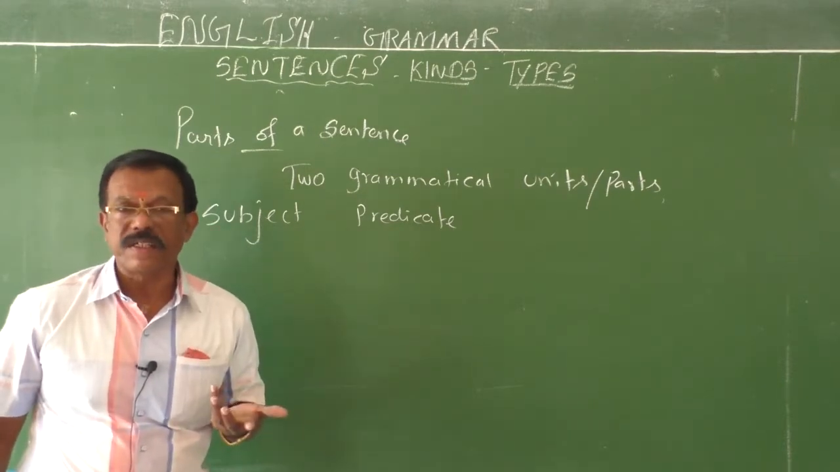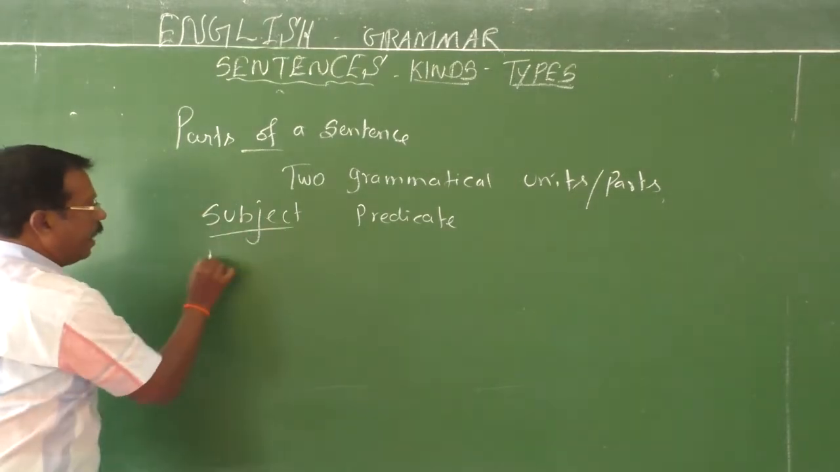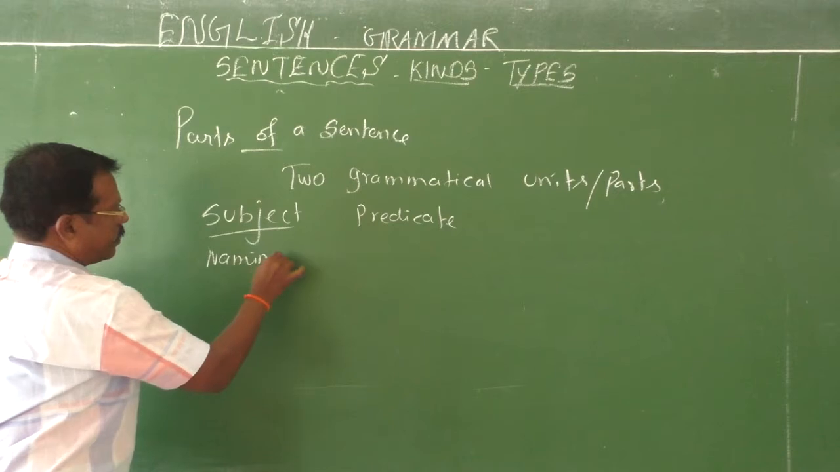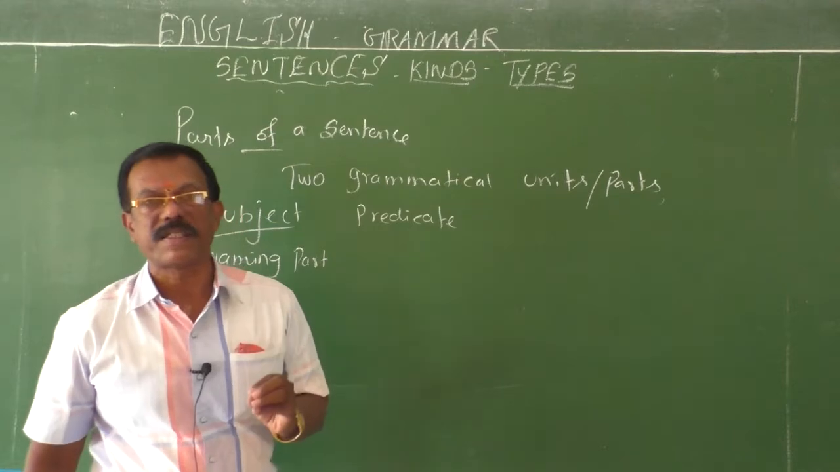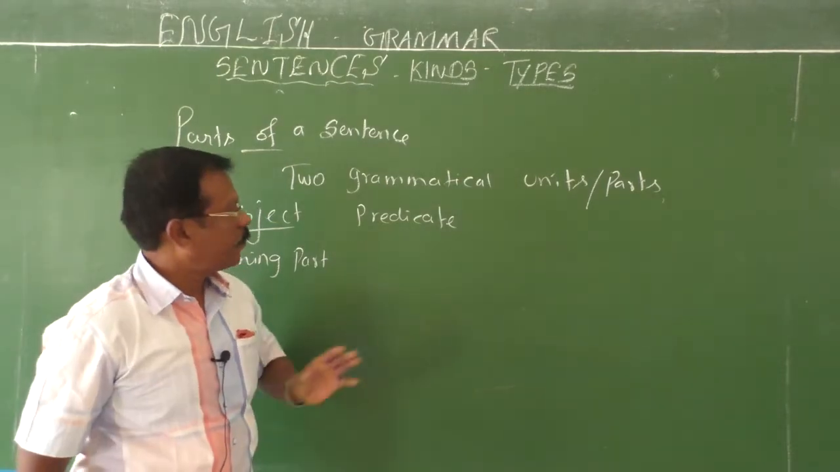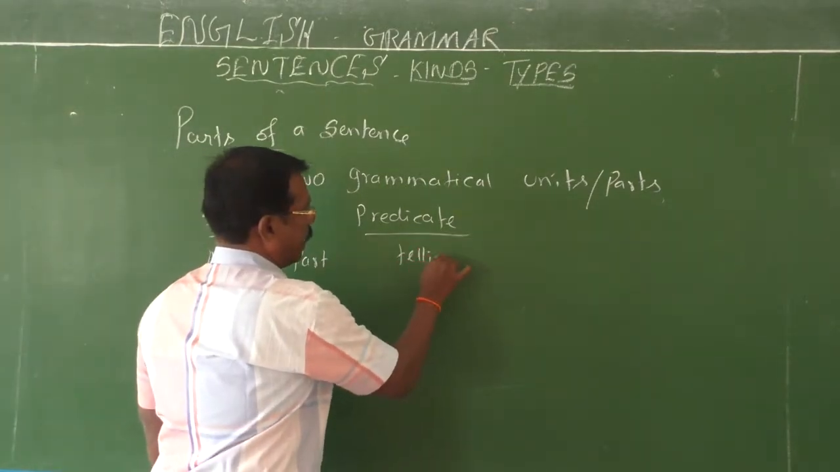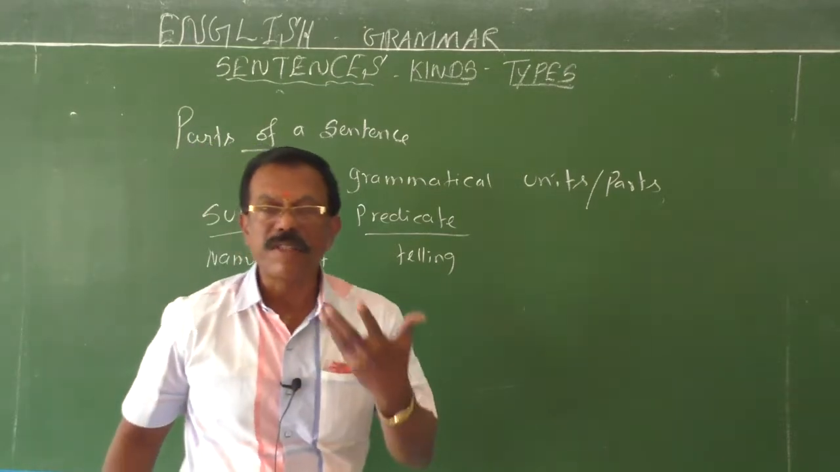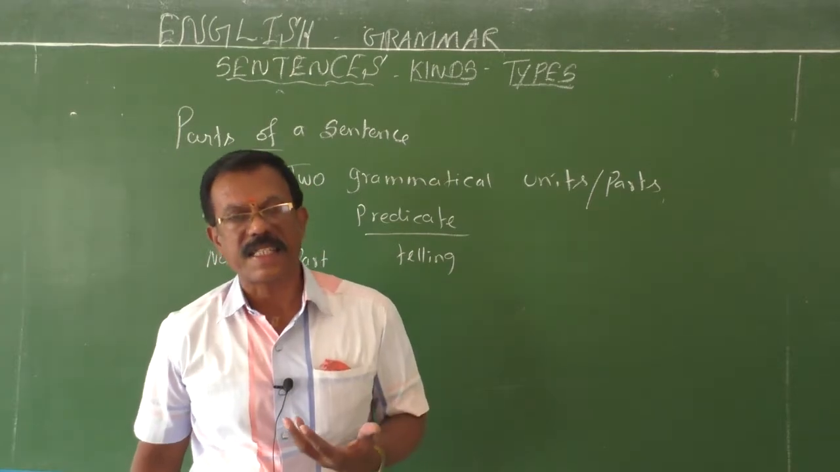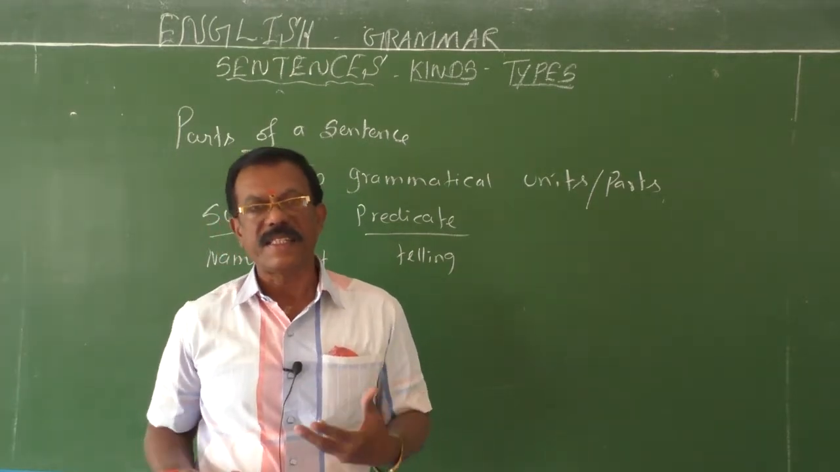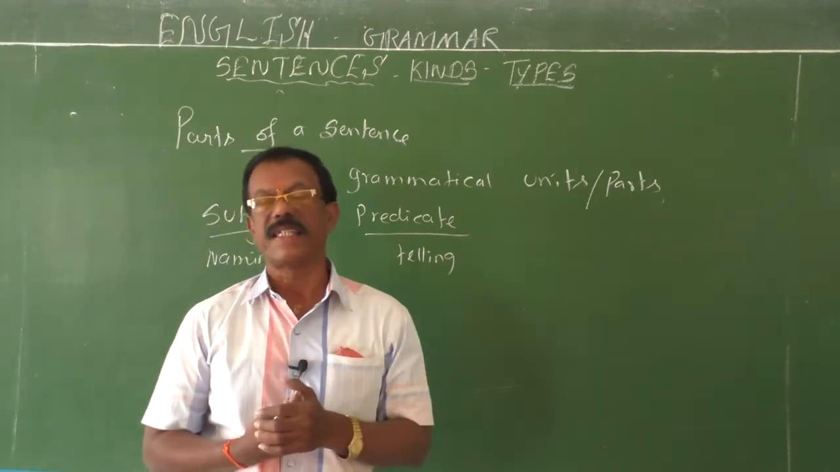What is subject? The doer of the action. So better you can call subject a naming part. Subject is a naming part because it names the subject. Therefore we call subject a naming part. Then what is predicate? It is a telling part. Predicate is a telling part because it tells us about the subject. It tells us the status of the subject. It tells us the position of the subject. It tells us all about the subject. Therefore, we call this predicate a telling part.